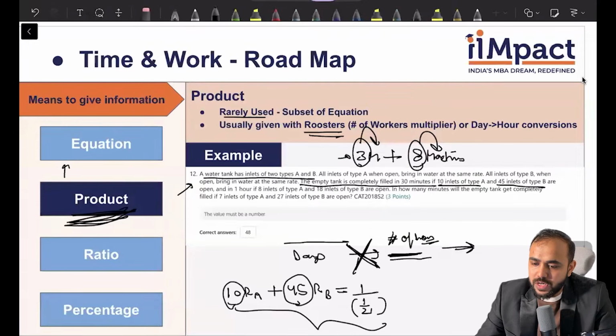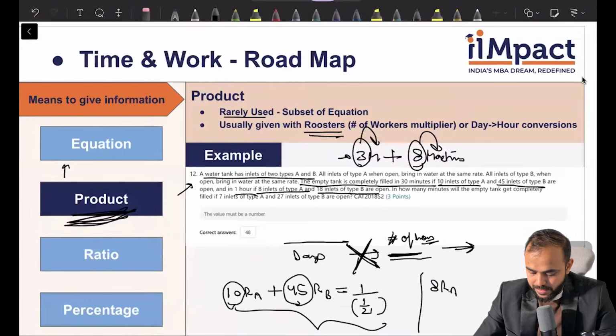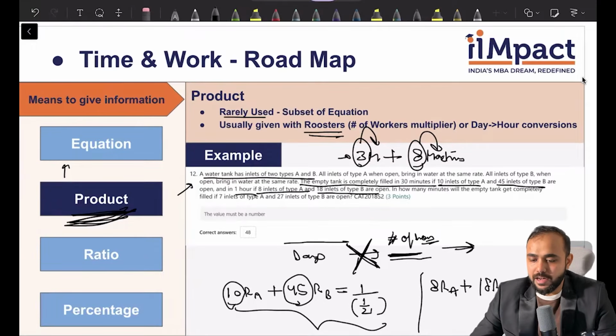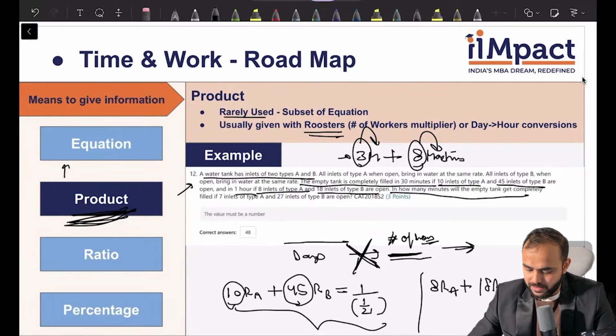You can then also write the second equation as well. 1 hour if 8 inlets of type A and 18 inlets of type B are open, so that would be 8 RA plus 18 RB is equal to 1 by 1. Now after this, again it's the similar situation. You can find RA, you can find RB, and then you can find whatever it is that they are asking you.